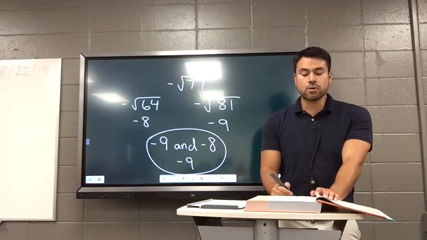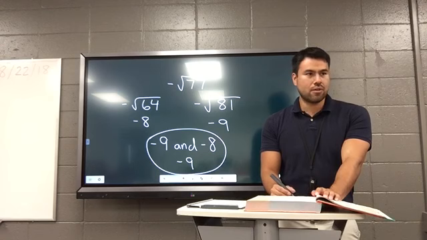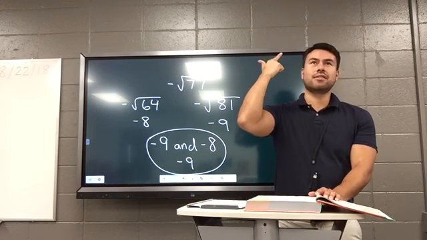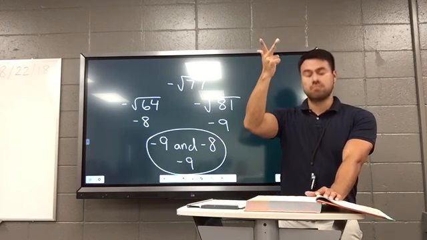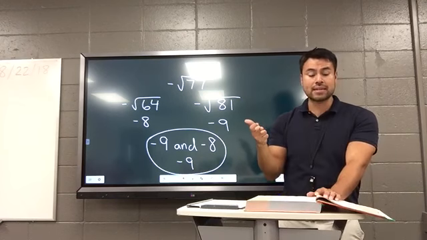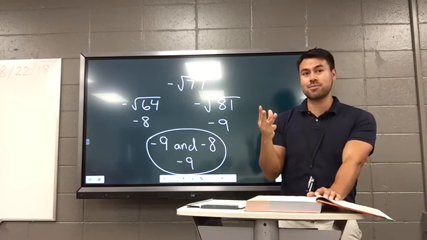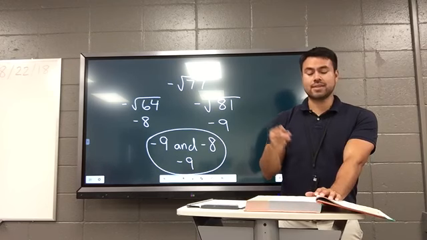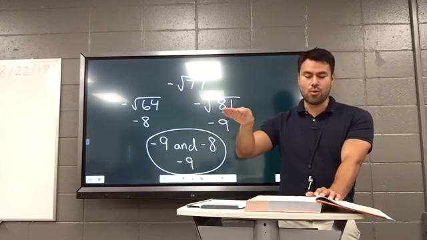Look at number 12, the square root of 25. What is the square root of 25? 5. So is 5 a fraction? Nope. Is it a mixed number? Nope. Is it an integer? Okay, what's the next one? Is it a repeating decimal? Is it a terminating decimal? Yes. Is it a rational number? Yes. Is it irrational? No.